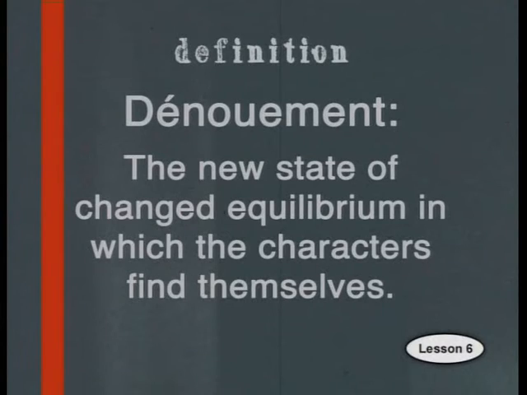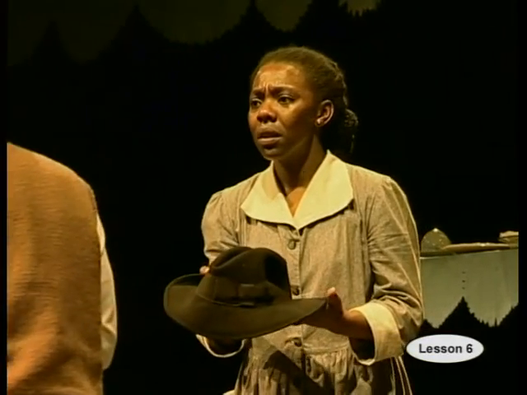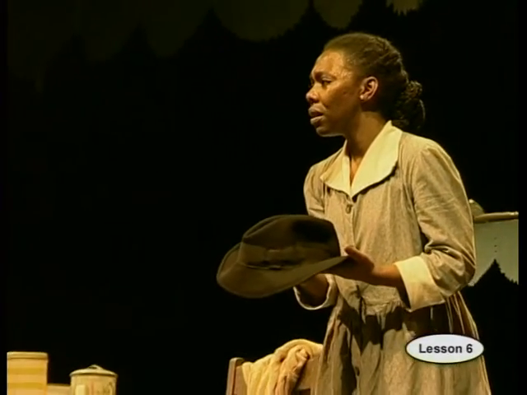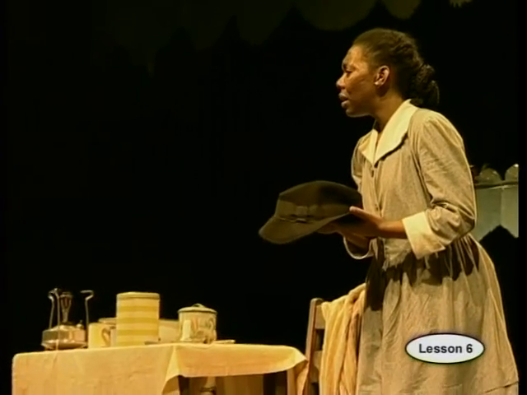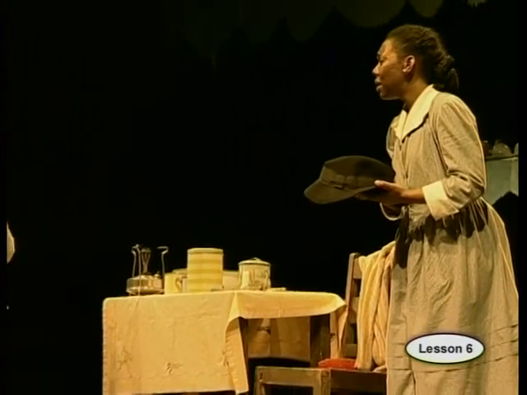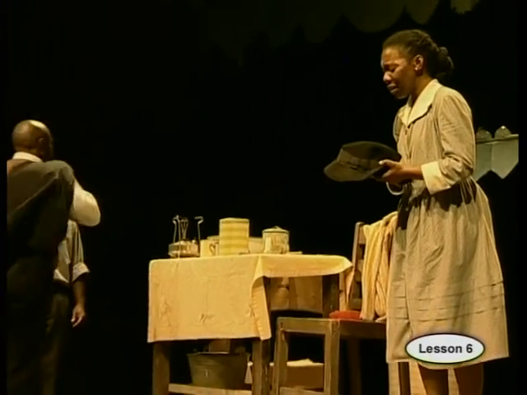Although the world of the characters has changed, it reaches a new state of equilibrium. This stage of a story or play is called the Dénouement. The Dénouement is this new state of changed equilibrium in which the characters find themselves. In The Suitcase, all our questions are answered and the loose ends are tied up when Namhla realizes that Timi is not coming home and has died in prison. She abandons her dreams of life in the city and she returns home to the village.